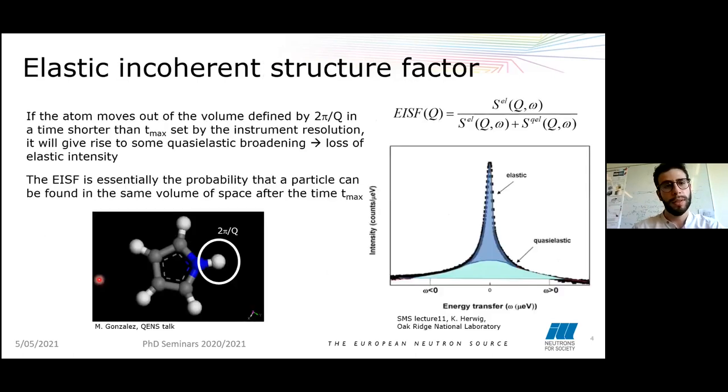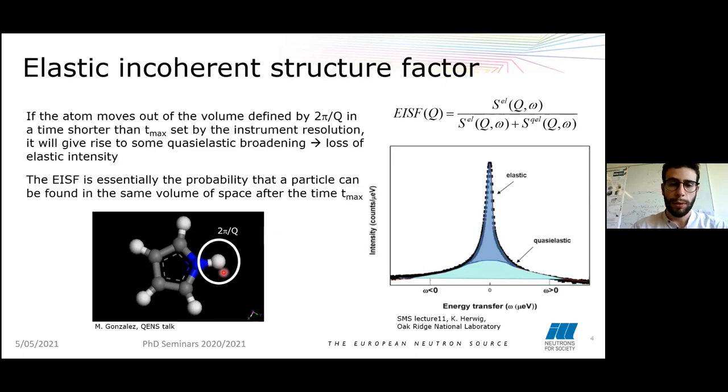An important parameter in quasi-elastic neutron scattering is the elastic incoherent structure factor, which is the ratio between the elastic component divided by the sum of the elastic and the quasi-elastic component. This factor means the probability that a particle can be found in the same volume of space after the time t max defined by the instrument resolution.